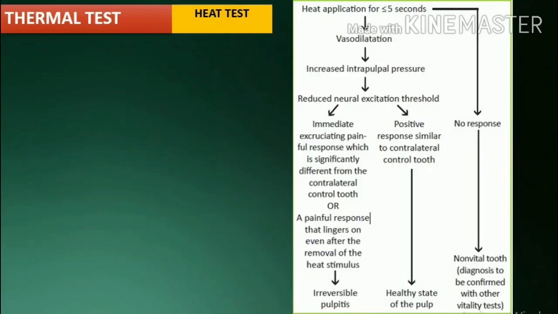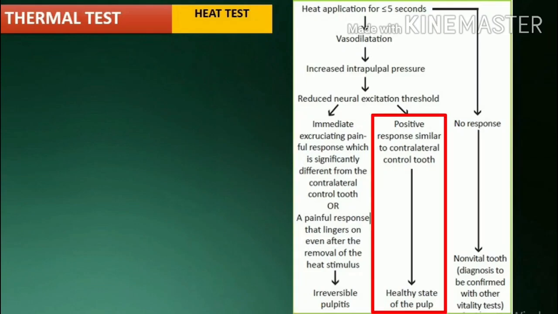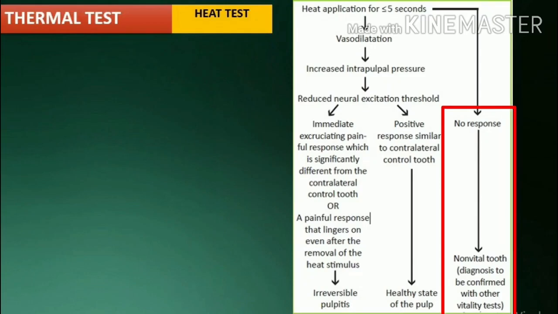Mechanism of action: heat application for less than 5 seconds results in vasodilation, which increases intrapulpal pressure and results in reduced neural excitation threshold. Immediate pain, or pain that persists after removal of the stimulus, is a result of irreversible pulpitis. A positive response similar to the contralateral tooth indicates a healthy pulp. No response indicates a non-vital pulp.